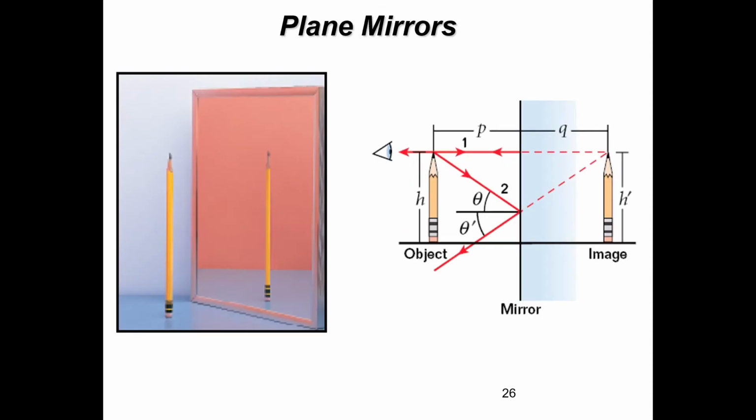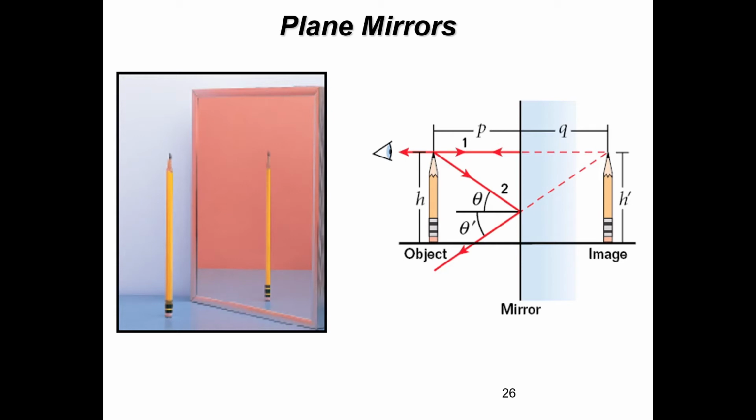Let's look at plane mirrors. Plane mirrors are flat mirrors, the most common mirrors and the ones you're probably the most familiar with. They're also not too interesting, but we kind of need to look at them. Note we have, again, the object, which is the thing sitting in front of the mirror. The image is the thing sitting behind the mirror.